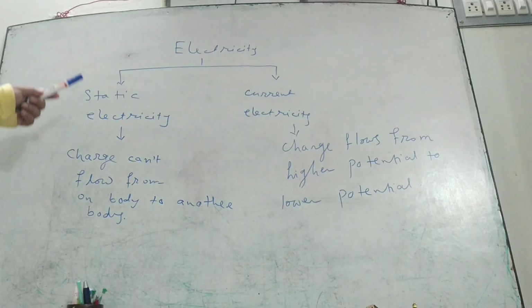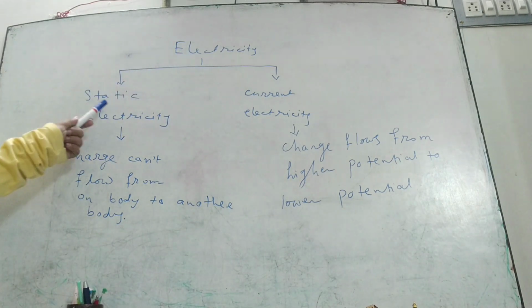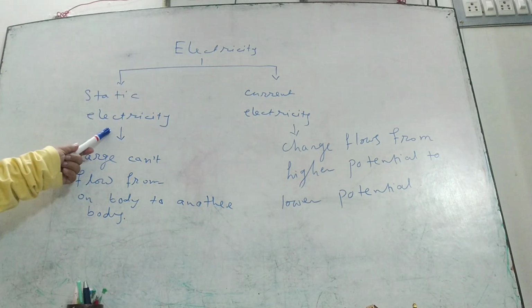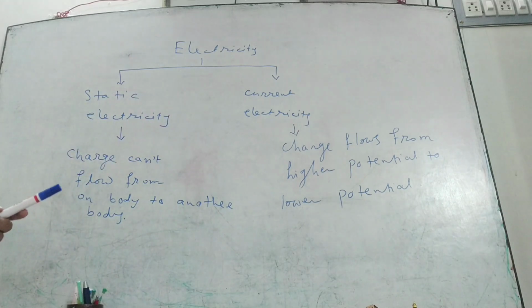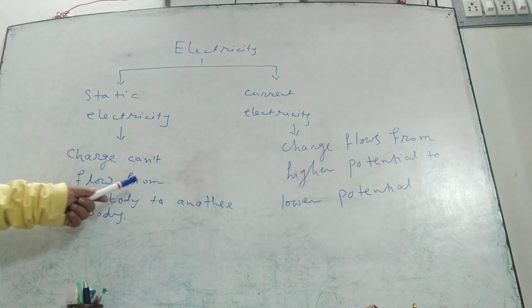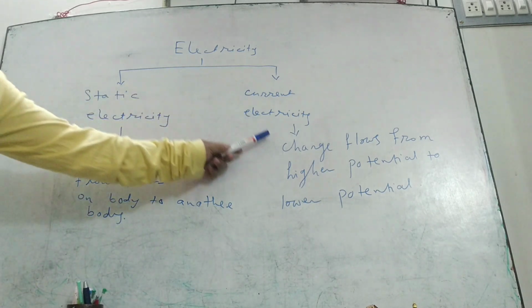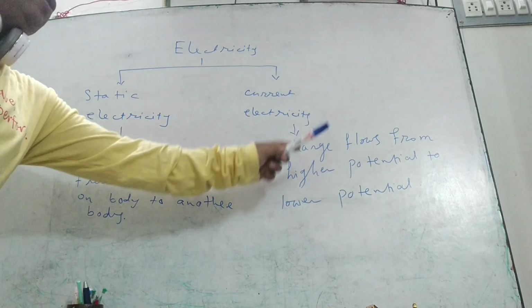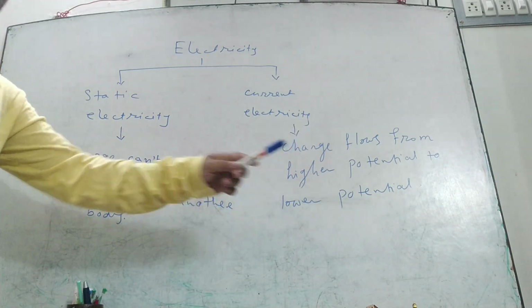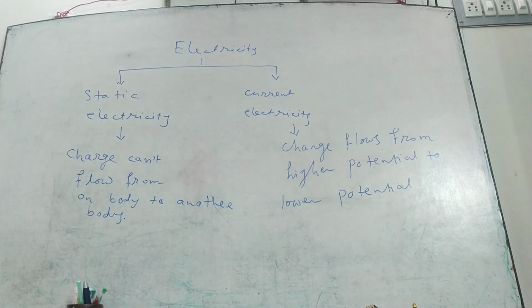You know, electricity is of two types: static electricity and current electricity. In static electricity, charge cannot flow from one body to another body. In current electricity, charge flows from higher potential to lower potential. Okay?